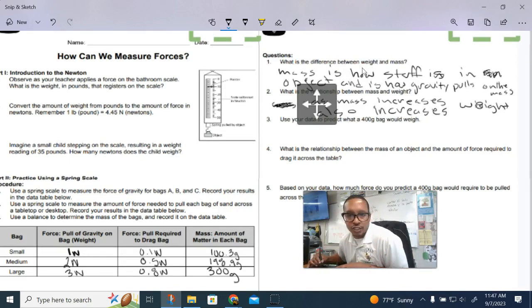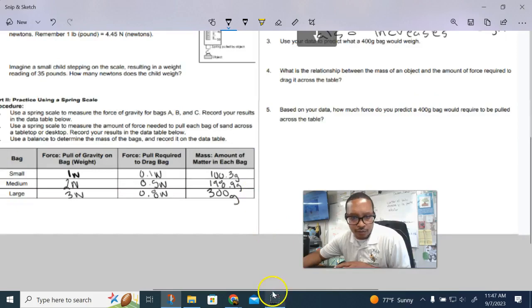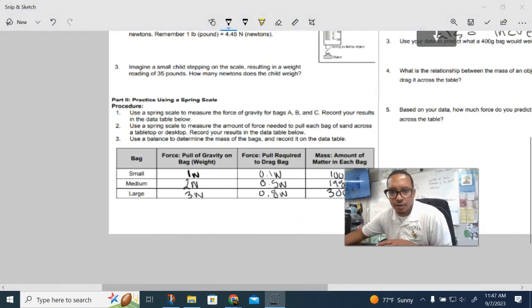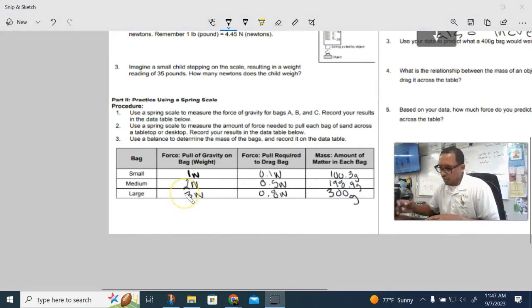Now, using data, predict, right, what a 400-gram bag should weigh. Okay, so look. So now we're going to go over here. We're going to come back over here. And let me move myself a little bit. Okay, so if we had, let's just see if we can fill this in. So if we had a thing like this, right?